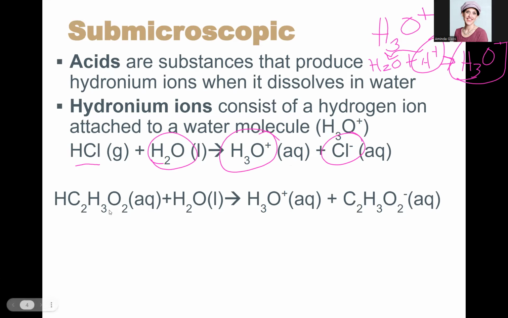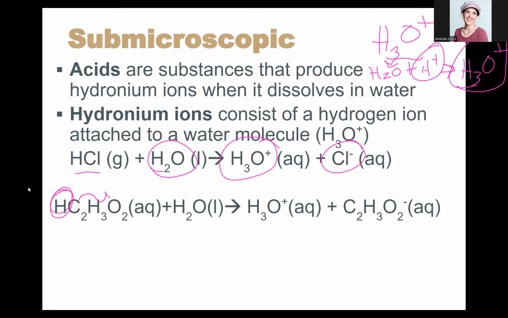Here we have acetic acid, which is your acid in vinegar, plus water. This hydrogen here, so it's usually the hydrogen in front of the ion. This is your acetate ion. So your acid typically begins with a hydrogen, and it's out front to show that it's separate from this portion here. This right here is an acetate ion.